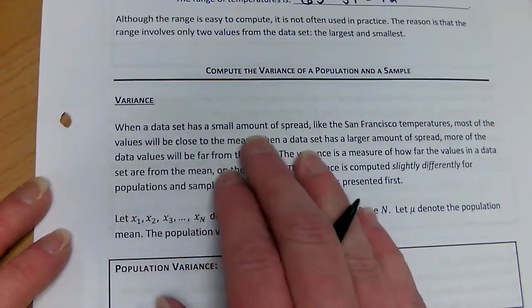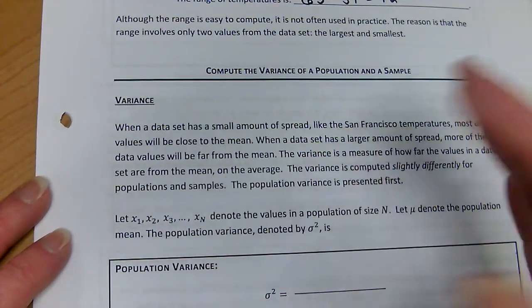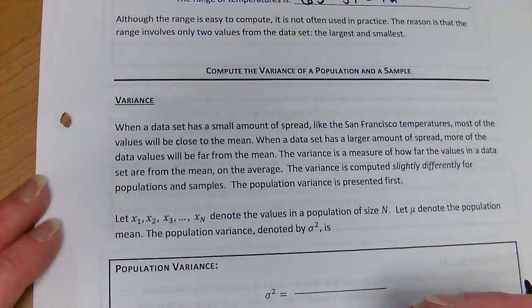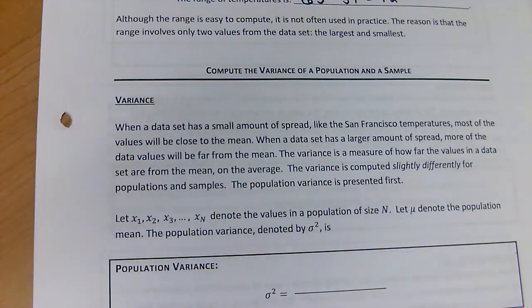And when a data set has a small amount of spread, like these temperatures, most of the values will be close to the mean. When a data set has a really large amount of spread, more of the data values will be far from the mean. The variance is a measure of how far the values in a data set are from the mean on average. The variance is computed slightly differently for populations and samples. So let's start with population variance.